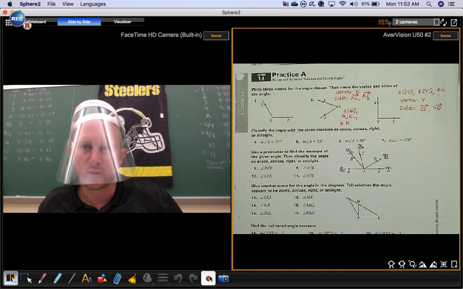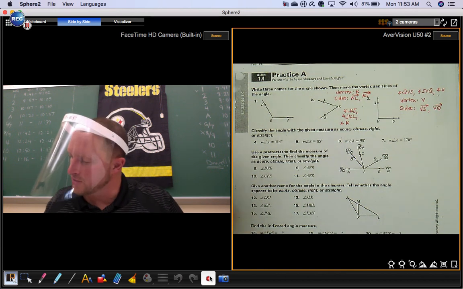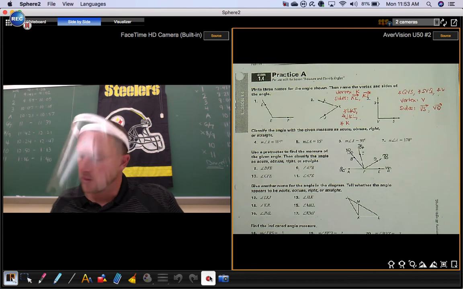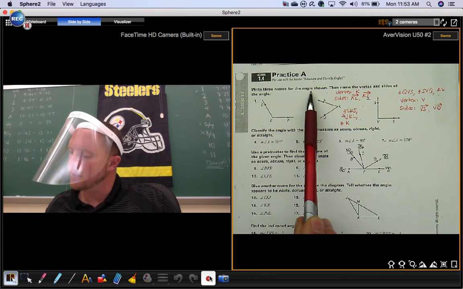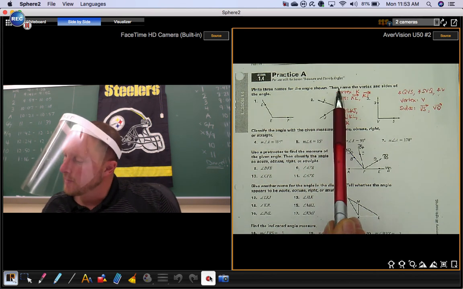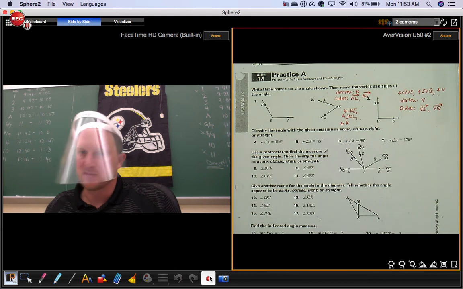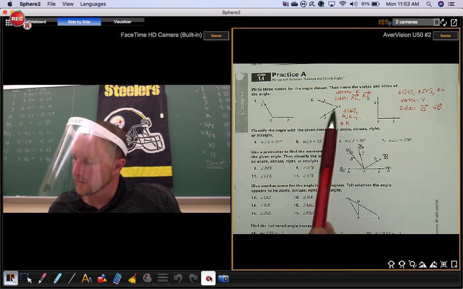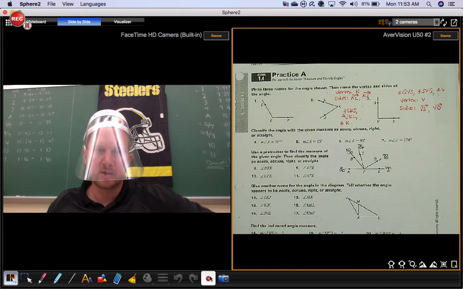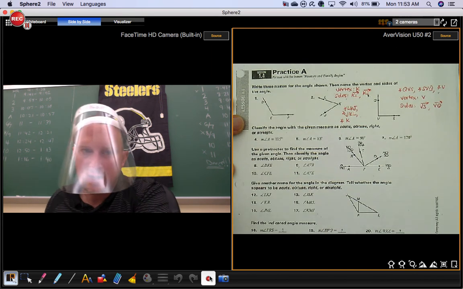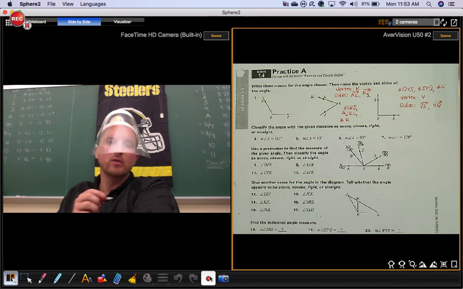Say for section 1.4, measure and classify angles. The first section asks you to write 3 names for the angle shown, then name the vertex and the sides of the angle. I already have numbers 2 and 3 completed. This isn't a very challenging exercise, but it is important.